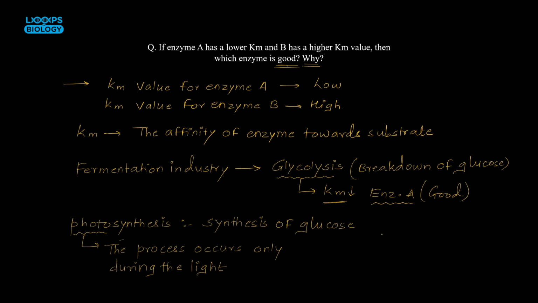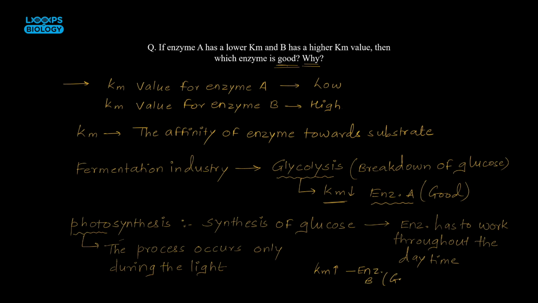So in this particular case, the enzyme has to work throughout the daytime. And during this particular process, if the enzyme is working throughout the daytime, then its Km should be very, very high. That means affinity towards substrate should be very, very low. So in this particular case, Km high, that is nothing but enzyme B, is going to be my good enzyme.